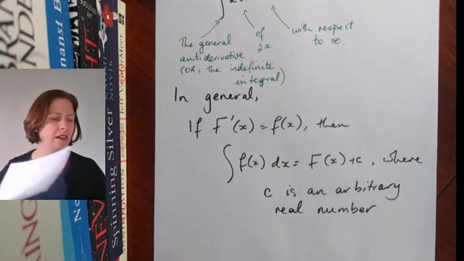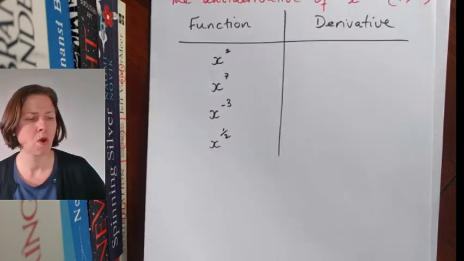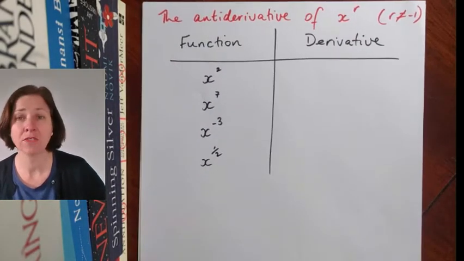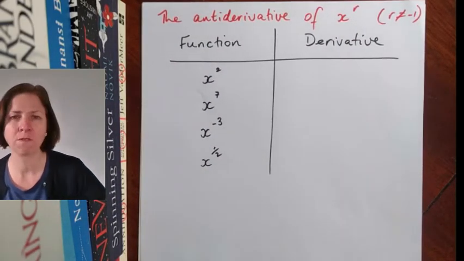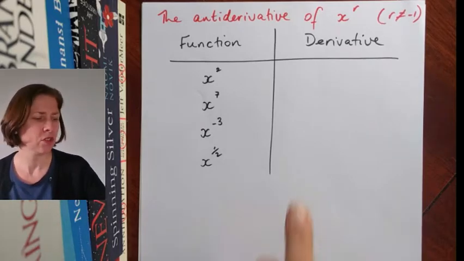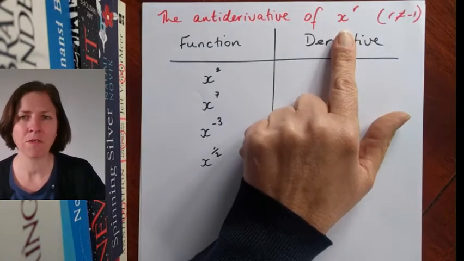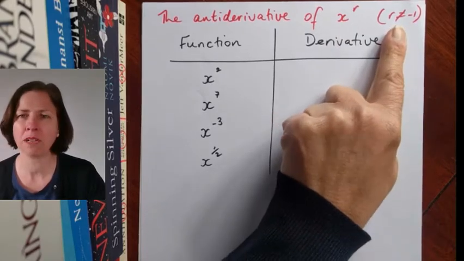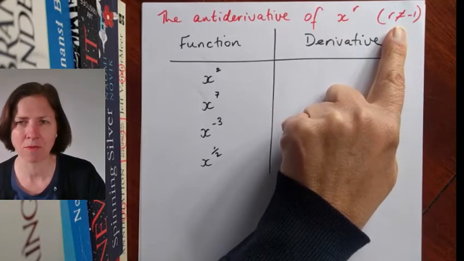So what we're going to do now is we're going to explore what we know about derivatives in order to find out how we can find antiderivatives. So we're looking today at the antiderivative of x to the power of r, and I'll talk in a minute about why r cannot be -1.